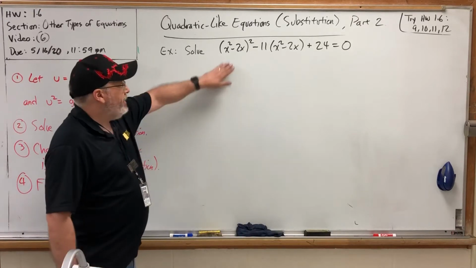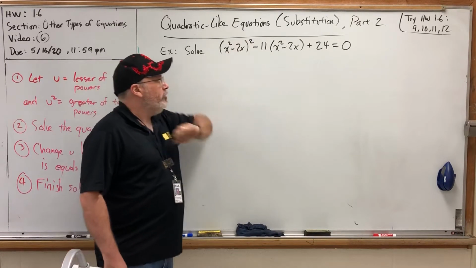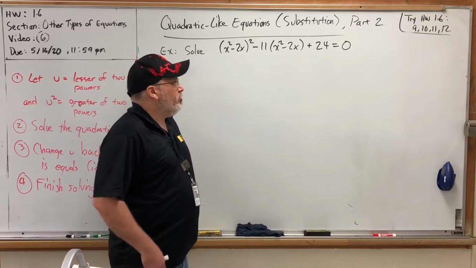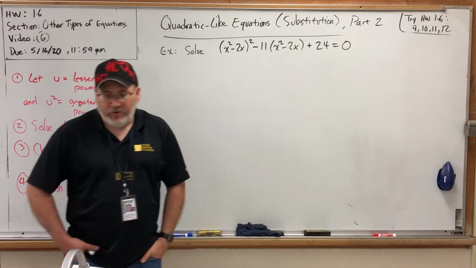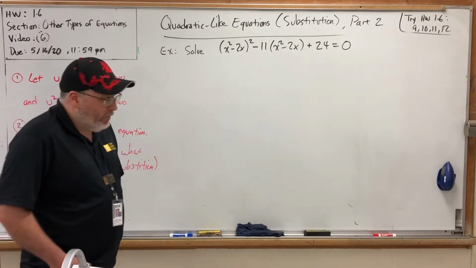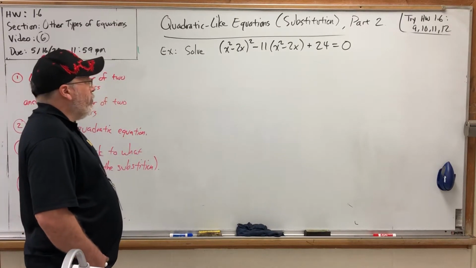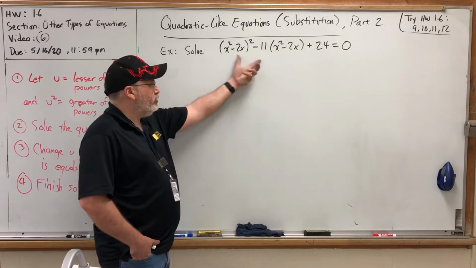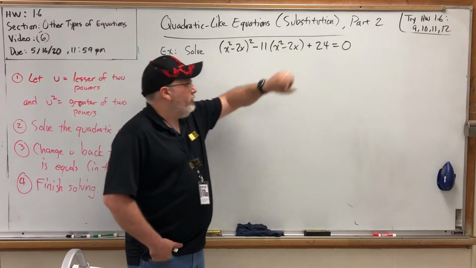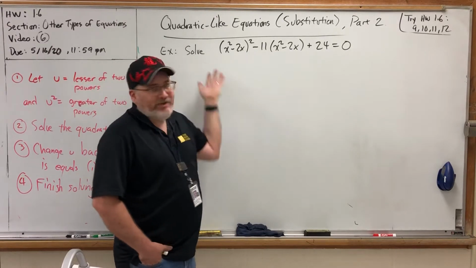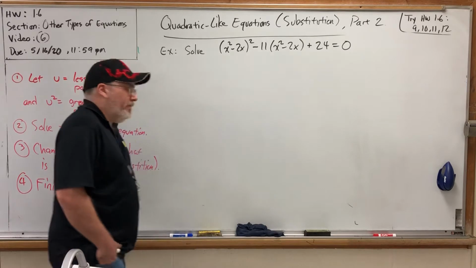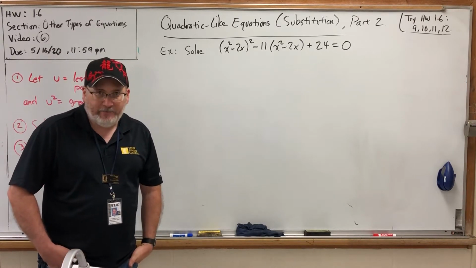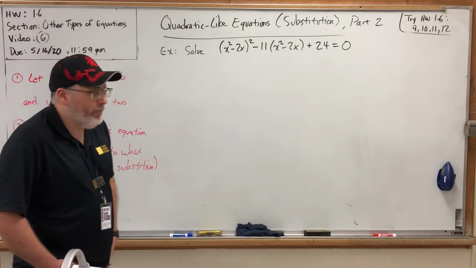Solve the quantity x squared minus 2x, squared, minus 11 times the quantity x squared minus 2x, plus 24 equals 0. For those who don't know about substitution or quadratic-like equations, their first instinct might be to FOIL this first squared binomial, distribute across the middle, combine like terms, and go from there. But I'll tell you right now, doing that will put us in a position that we don't know how to get out of. Later we will, but for now we wouldn't be able to get out of it.